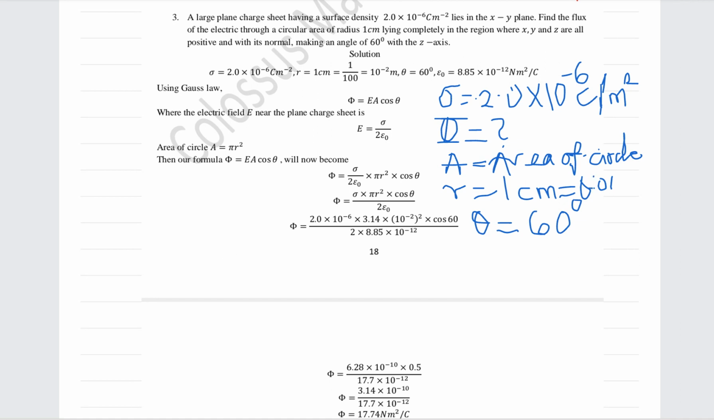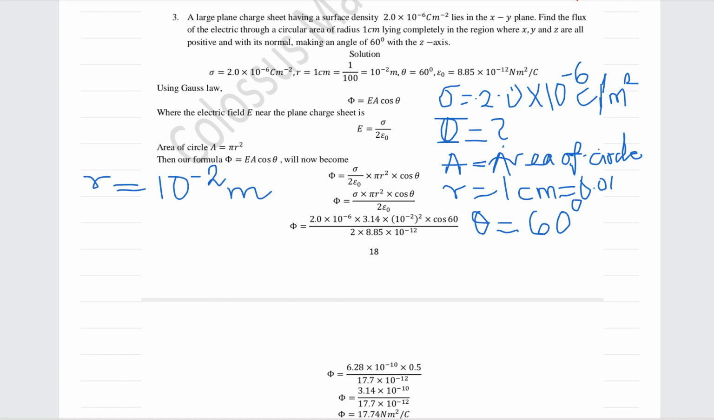So we have 0.01 by dividing by 100, and I'm sure you know that. If I'm converting this to standard form, that will give us 10 to the power minus 2. So let me just write it here. Our R is now equal to 10 to the power minus 2 meter. Are you seeing that now?